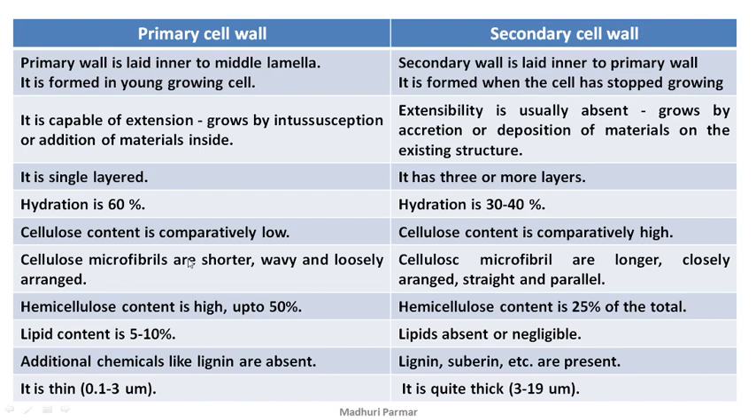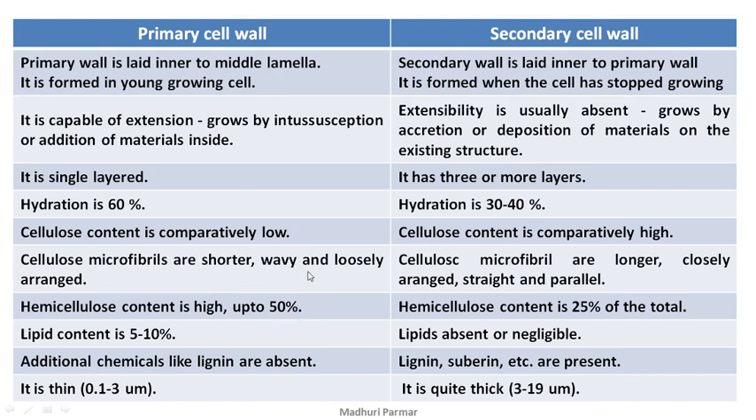Cellulose fibers are short, wavy, and loosely arranged. They are very haphazardly arranged. They are small in size, shorter in size, they are wavy, and they are loosely arranged. While in secondary cell wall, they are long, they are very closely, very tightly arranged in straight and parallel manner in secondary cell wall.